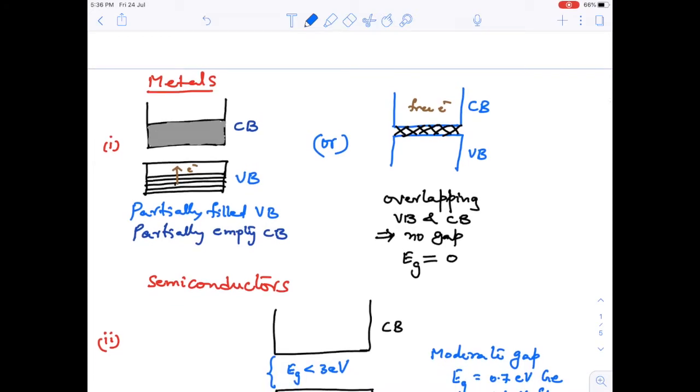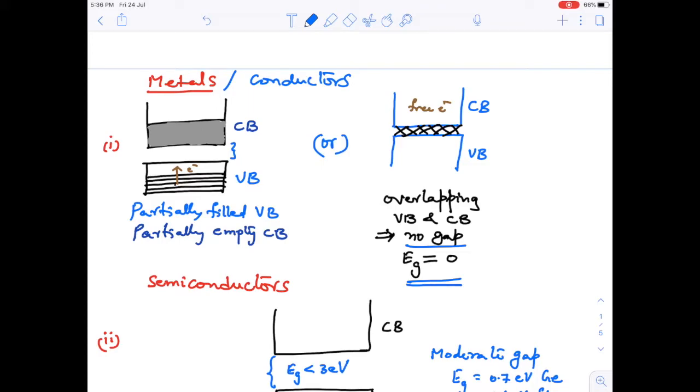Now metals, or you can say conductors. Here there are two possibilities that you can have. This is the valence band and this is the conduction band. Because of the overlapping of the individual electron orbitals, you can see that these two are overlapping and there is no gap. So Eg is 0. The gap between the conduction band and valence band is 0.